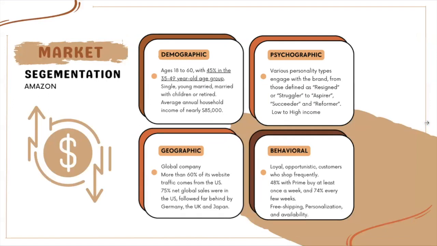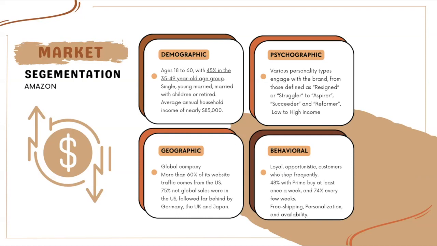So here's a quick example of a target market, right? And we do this through market segmentation, and this is with the company of Amazon. So you can read it right here and pause the video, but I'll go through it really quickly. First off, we can go through the demographic segmentation. Right, for Amazon, you have ages 18 to 60, with 45% in the 35 to 49-year-old group. Amazon has a very broad target market. So you can see you have people that are single, young, married with children, or retired. And the average annual household income of people who use Amazon is $85,000.